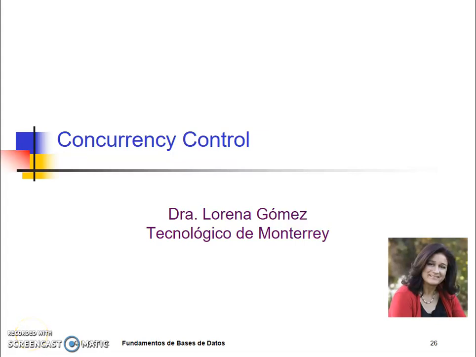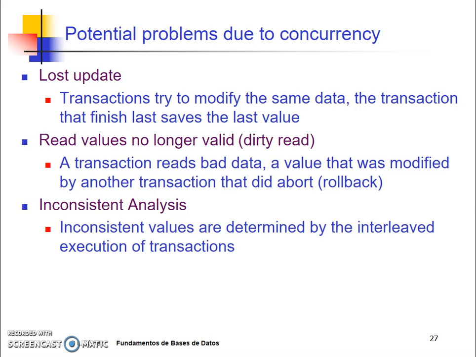This topic is about concurrency control. There are many problems when we have transactions executed at the same time. The first one is the lost update.